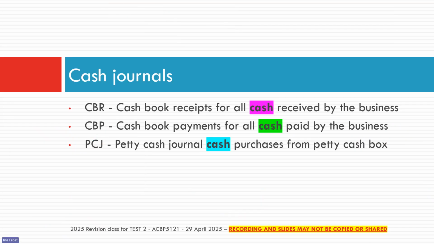Okay, so first up, we're going to spend some time talking through your cash journals. We've got 3 cash journals that we can test you on: your cash book receipts, cash book payments, and petty cash journal. As the names of these 3 journals say, they are specifically for cash transactions. So cash received by the business, or cash paid out by the business, or petty cash, those small incidental little cash payments that you make from your petty cash box. It is important that you know which type of transaction fits with each journal, so that you're recording the correct transactions into each of your journals.